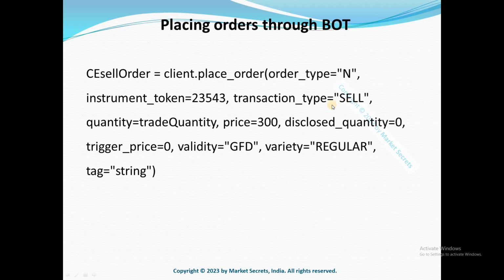So a sell order for an option that is a CE option. So this instrument token actually represents a CE option contract. So a normal sell order for a CE option contract for one lot of Bank Nifty at a price of 300 will be placed in your trading account when this particular line of code gets executed. It's as simple as that. So this is how you need to place orders in your terminal through your bot. So just one line of code which will do the order placing job.